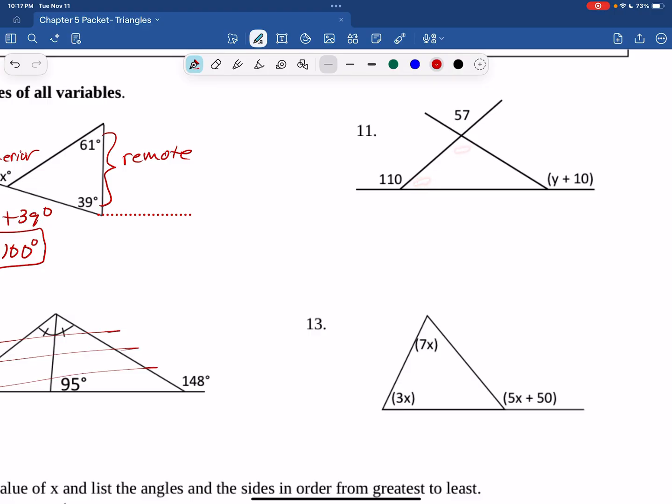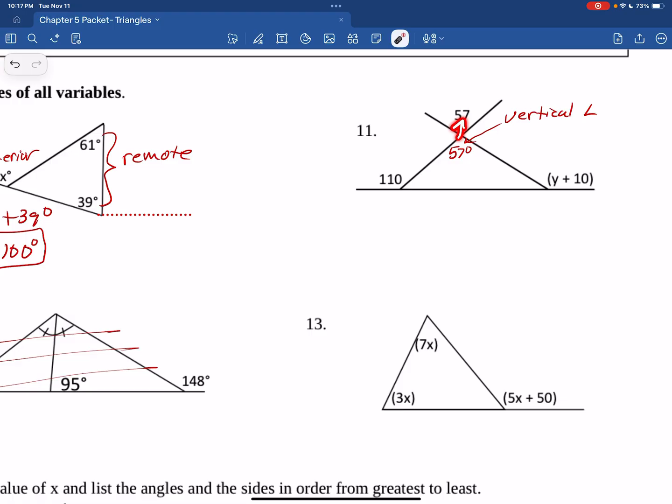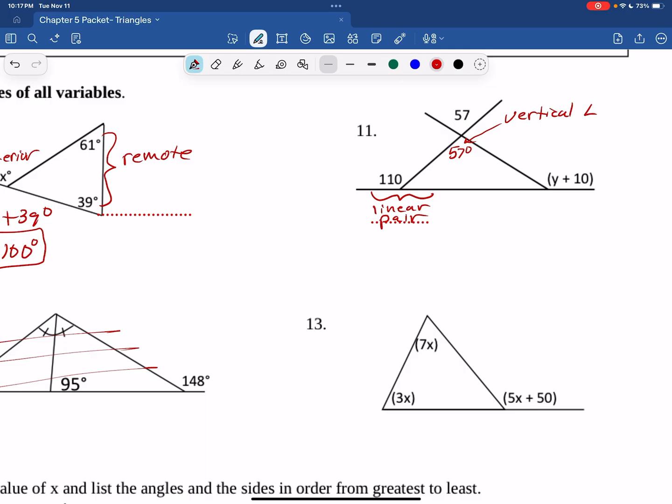First thing I'm going to do is put 57 degrees right here. And I'm going to do that because I'm going to remind you that this is a vertical angle with this 57. Those are vertical, so those are equal to each other. Okay, then over here, I have a linear pair. So I'm going to write linear pair right here. And we know that a linear pair adds up to 180, so that must mean this is 70 degrees.